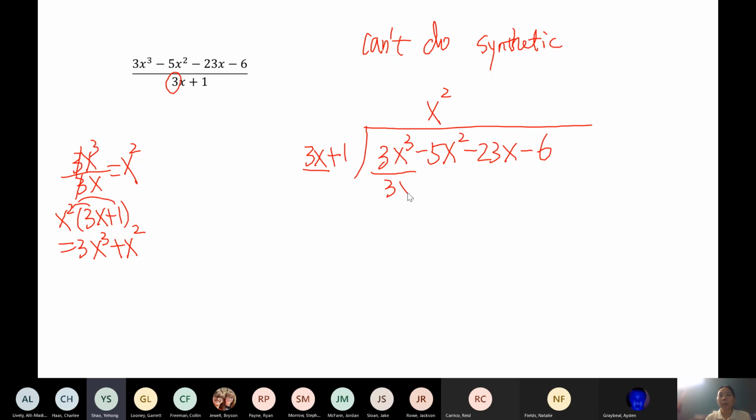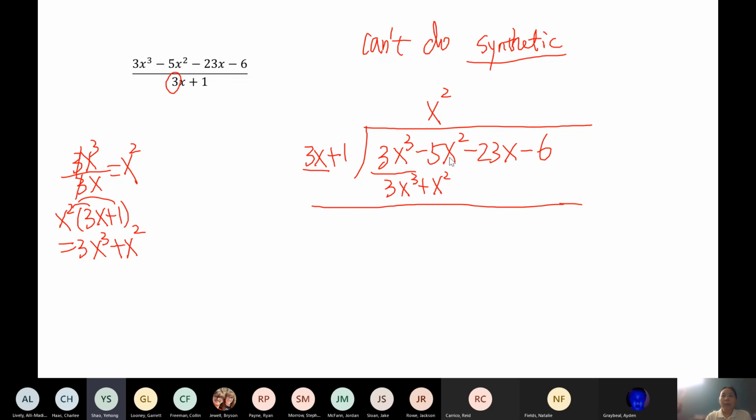Okay. So again, now I'm probably just going to do this in your mind, if you are familiar with the process from now on, so you do x squared times 3x, that's 3x cubed. x squared times positive 1, that's x squared. So lining up. So as you can see, although we couldn't use synthetic division, long division process is exactly the same. So no difference at all. You just still take this, divide by that.